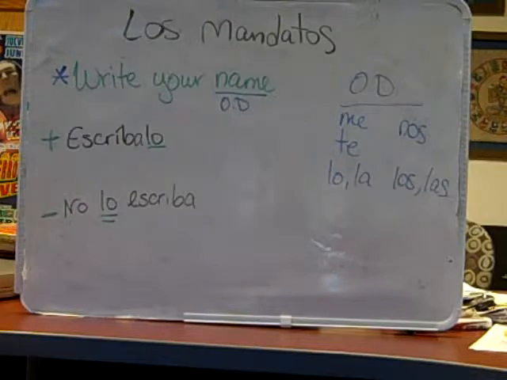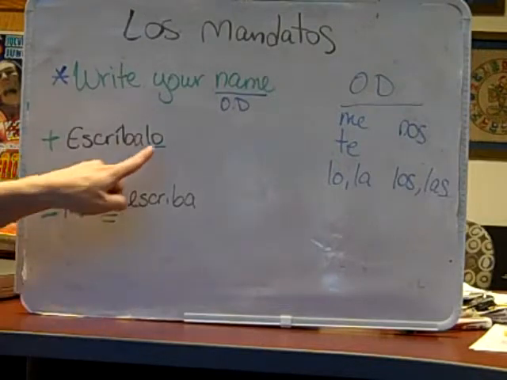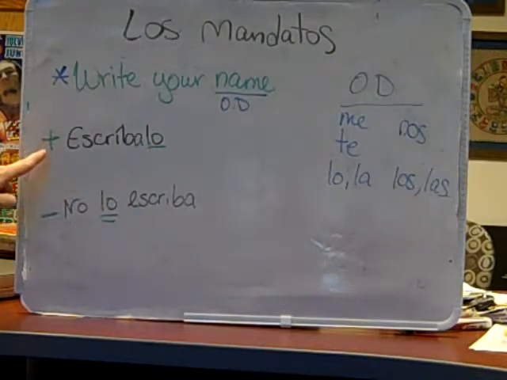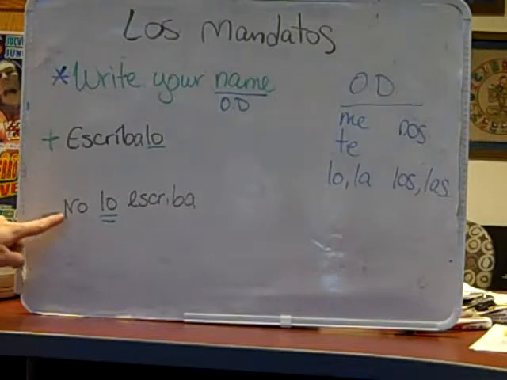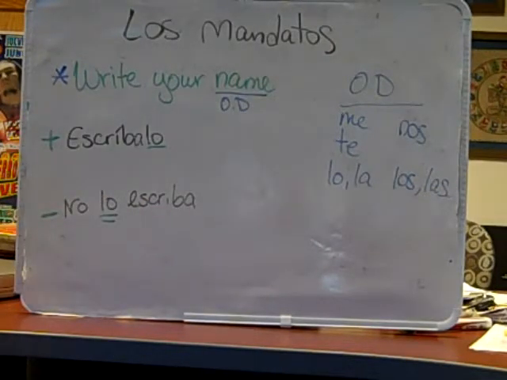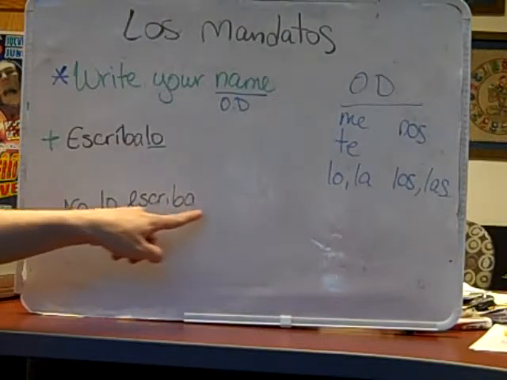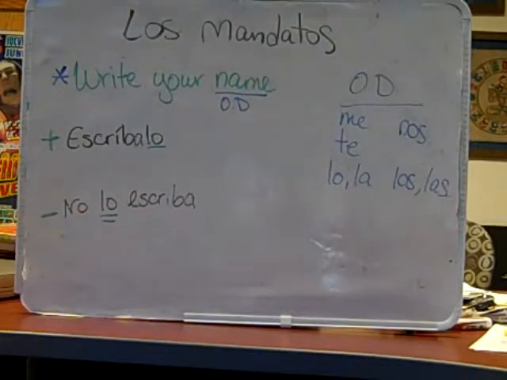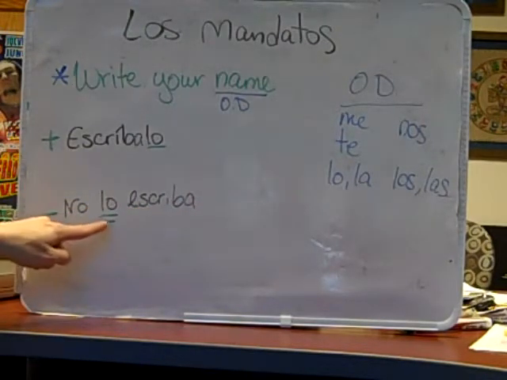Now, if the command is negative, we are saying do not do something, do not write your name. Then we are going to put our lo in front of our verb, so it no longer is one word. And we're going to sandwich it between the no and the verb. So it would be no lo escriba. In that case, we do not have our accent mark because we don't have our 3 vowels. And again, it is not one word, it becomes before the verb.